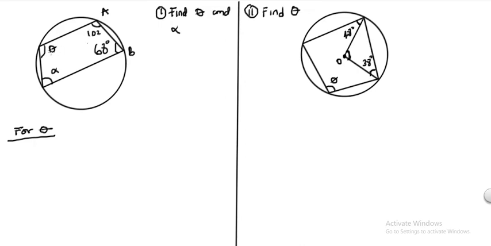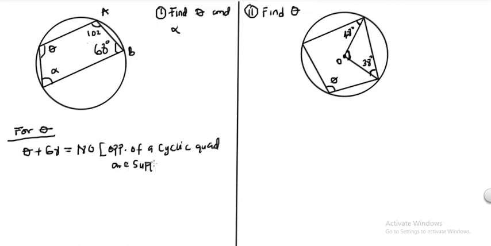We can use our theorem, which is that the opposite angles of a cyclic quadrilateral are supplementary. So the opposite angle of theta here is 68. That would simply mean that theta plus 68 is equal to 180 degrees, because opposite angles of a cyclic quadrilateral are supplementary. So theta is equal to, if I move 68 over to the other side, 180 minus 68. So from here, 180 minus 68 is equal to 112 degrees.